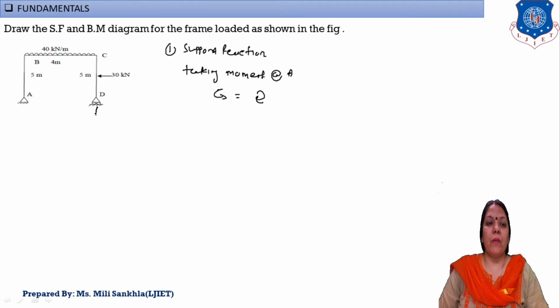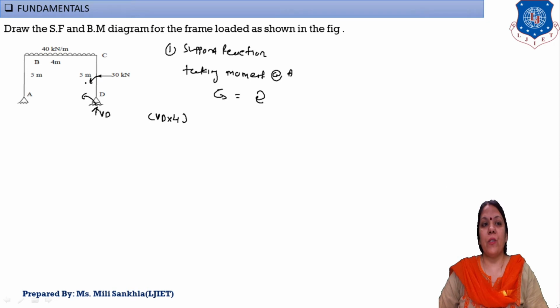Here I assume that my support reaction VD is in upward direction. Now VD with respect to point A rotates anti-clockwise. Moment will be induced due to force into perpendicular distance. VD is a vertical load and the horizontal distance is equal to 4 meters. So write down on the left hand side VD into distance 4. Clear?